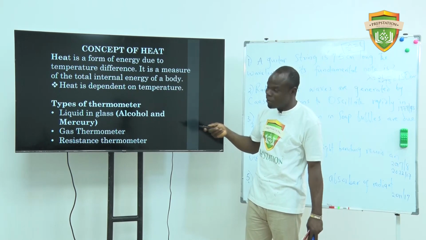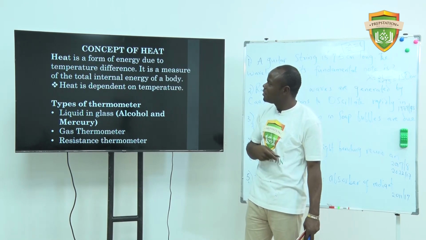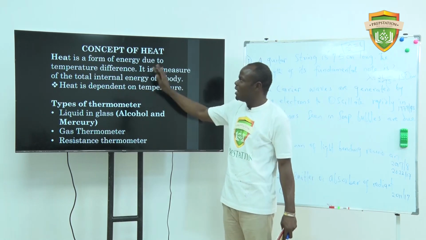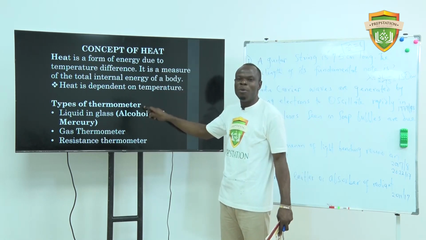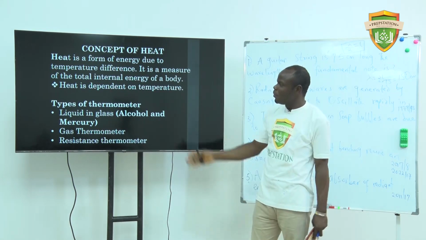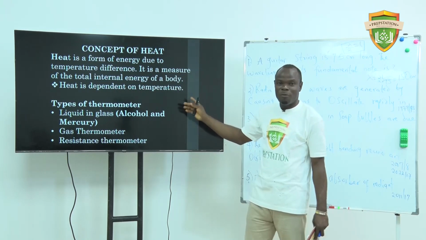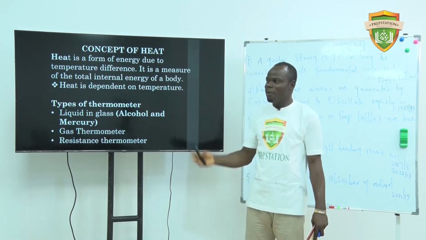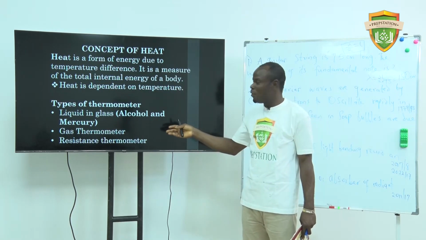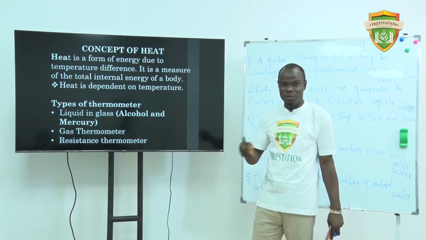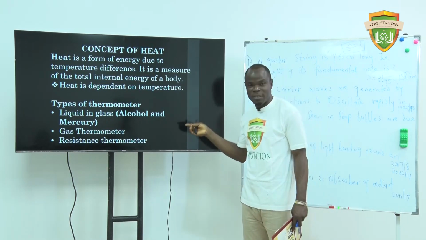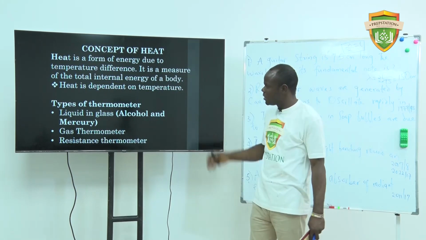So, temperature is the degree of hotness or coldness of the body or of a place. And then heat is dependent on temperature. Just like I've said, by the time we are dealing with this concept today, definitely we'll be making mention of temperature at every point in time. The instrument for measuring temperature is the thermometer. So we have various types of thermometer, which is liquid in glass, very common. A good example is the alcohol and the mercury. You must know their distinct differences while using them, and then the similarity and so on.